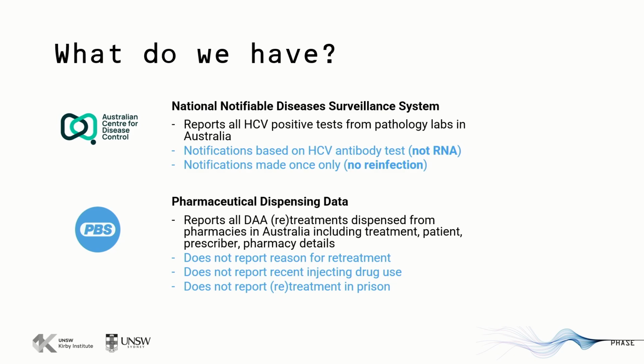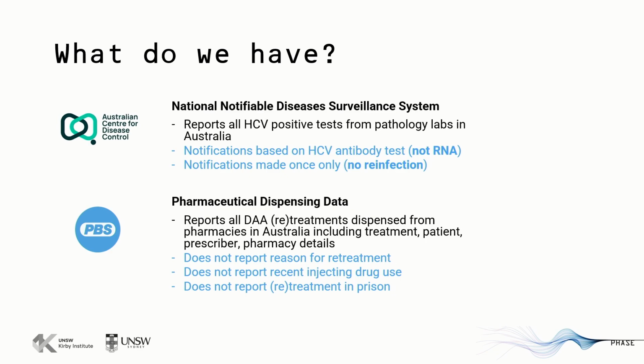In Australia, we have a National Notifiable Diseases Surveillance System, and this reports every HCV positive test from pathology labs around the country. Limitations of this are that these are mostly HCV antibody notifications. So what we're recording in this is exposure, not actual infection. So the notification can only be made once, and there's no way to look at things like spontaneous clearance or reinfection.